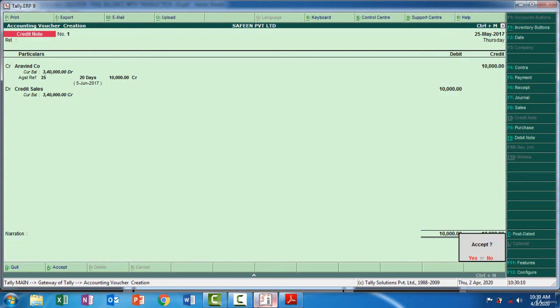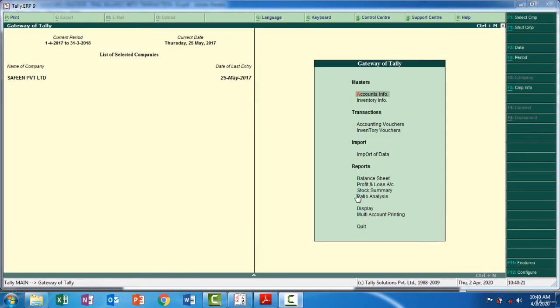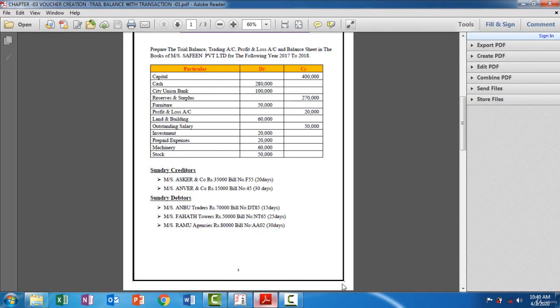The narration is, what is the narration? The narration is being sales return 10,000 from Aravind company. Then yes. Now we are going to look at the answer for this sum.